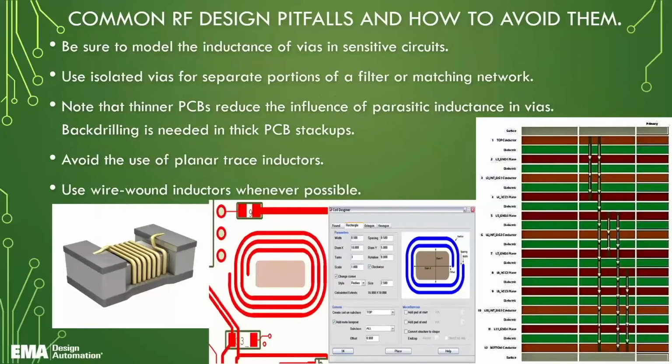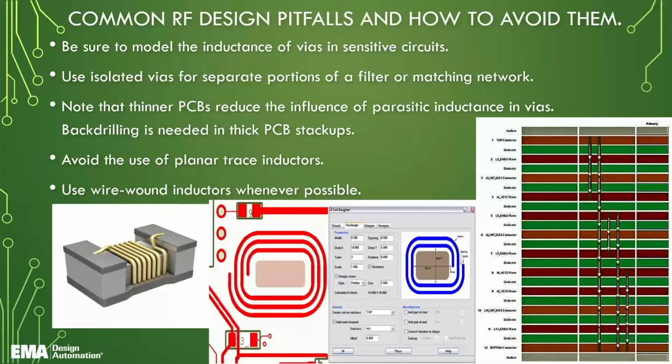Common RF design pitfalls: be sure that the models you're doing have the inductance of the via for those sensitive traces. Again, the ideal thing is no vias, but if vias are there, be sure to model that inductance of that via for that signal. Use the isolated vias to separate portions of a filter or a matching circuit.